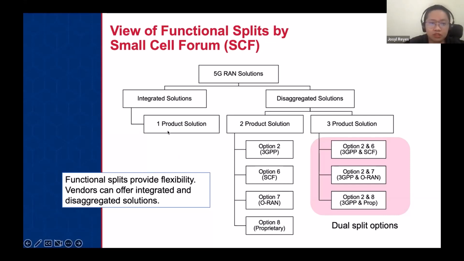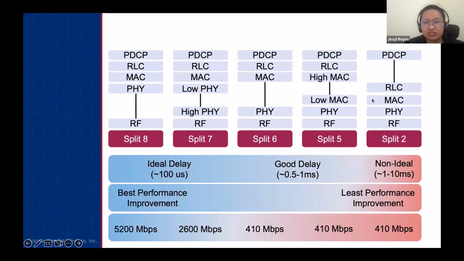We have a 1 product solution, a 2 product solution, or a 3 product solution. So in this one, all three, RU, DU, CU, are one block. This one has two blocks. This one has three blocks. Okay, so this is also another way to look at the different functional splits. This split 5, split 2, 5, 6, 7, and 8 are mostly more common compared to the other options.